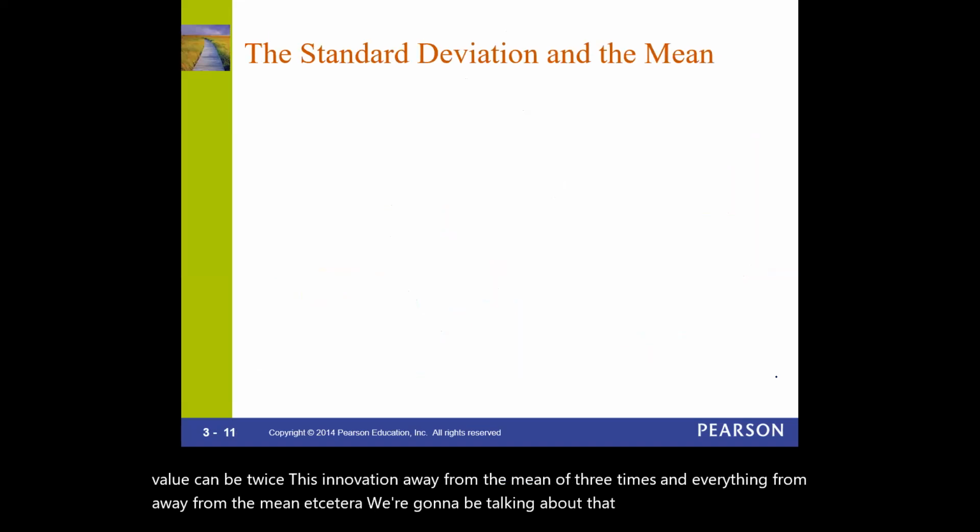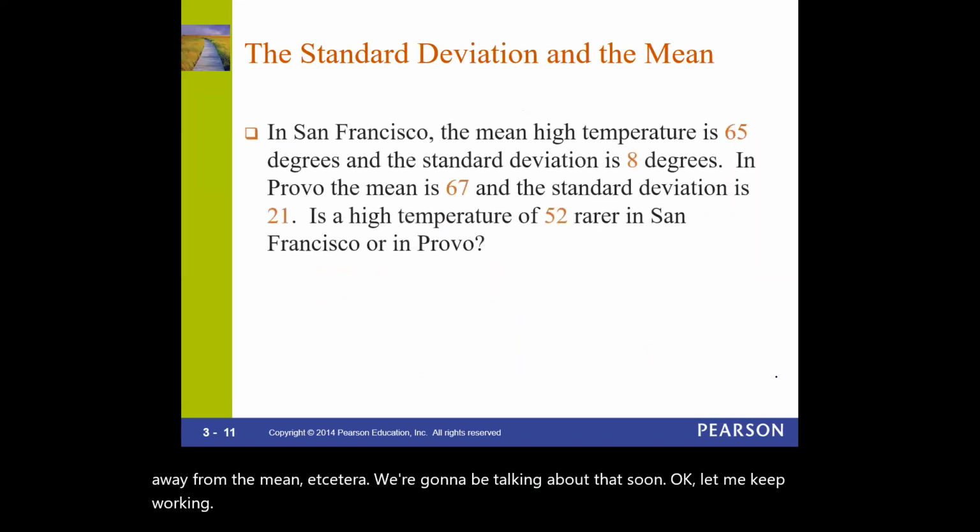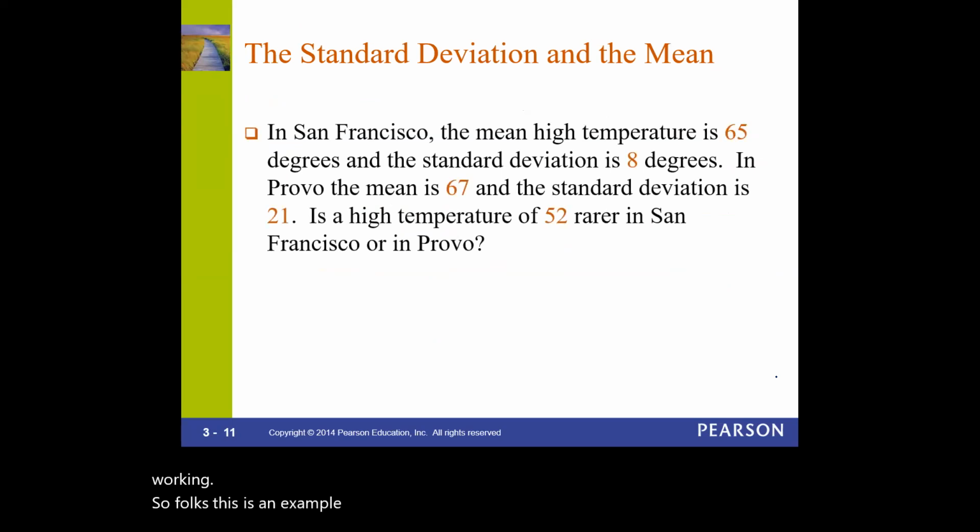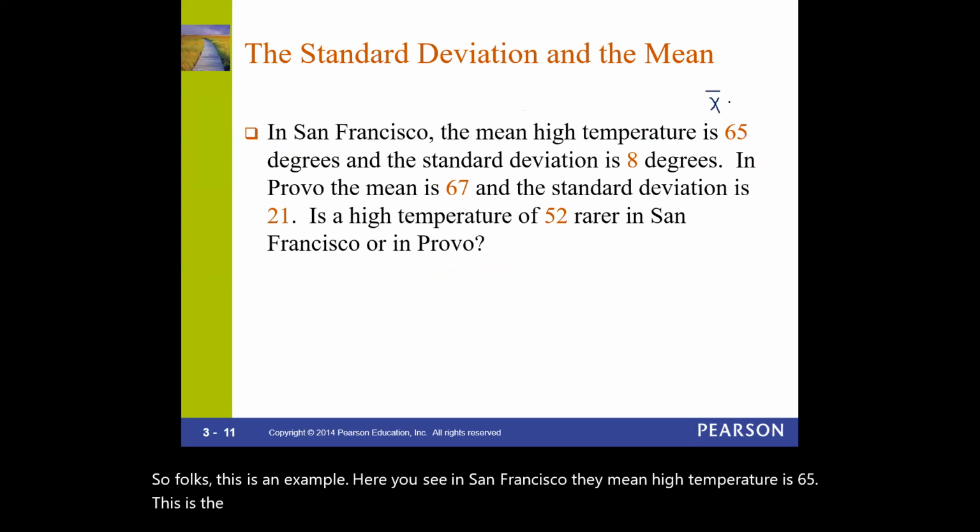Okay, let me keep working. For example, this is an example here. They say in San Francisco, the mean high temperature is 65. This is the mean, x bar. It will be 65.